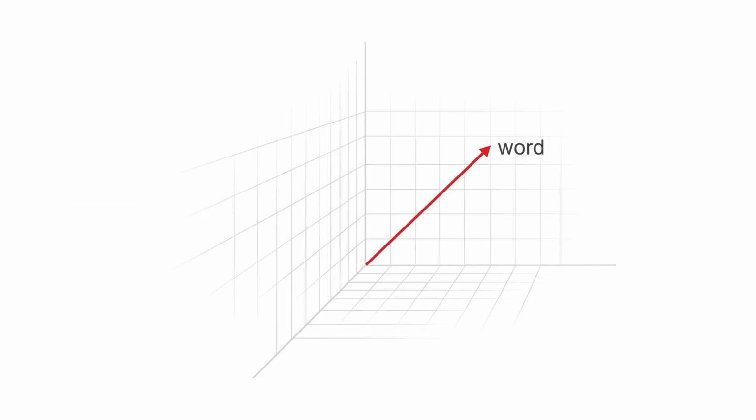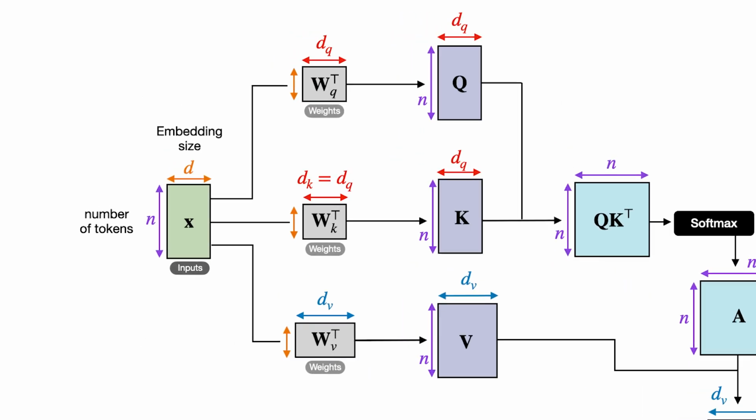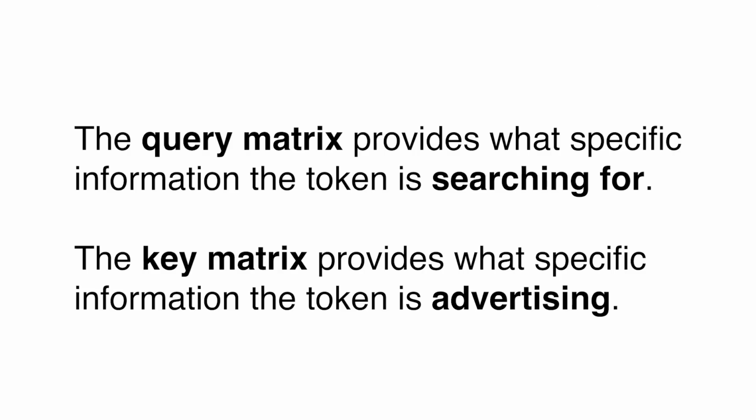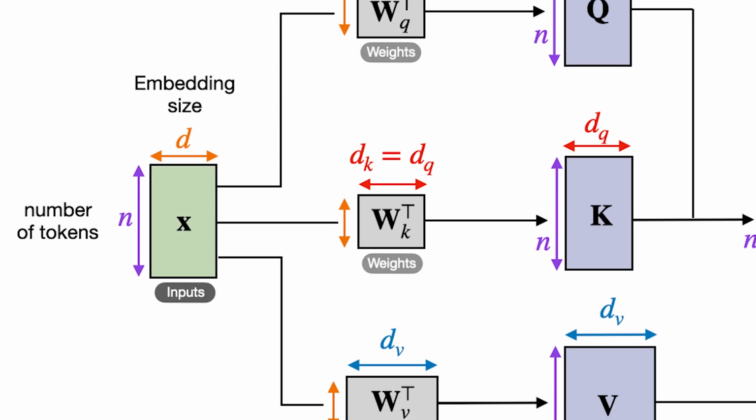Think of every token as a vector pointing in a specific direction in a high-dimensional space. To create a query vector, we multiply our token vector by a learned weight matrix W sub q. The query represents what specific information a token is looking for, while the key represents what attributes or context a token offers to others. To create the key vector, we multiply the token by a separate matrix W sub k, which maps it into the region of space describing what the token actually is.